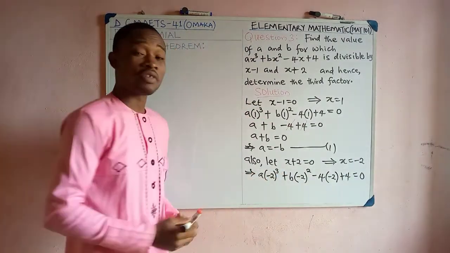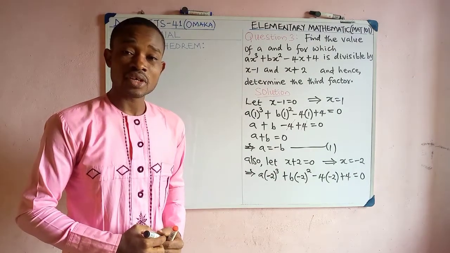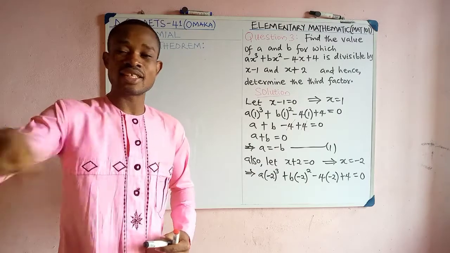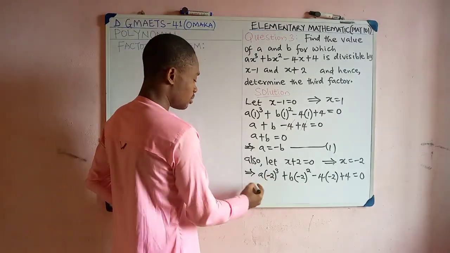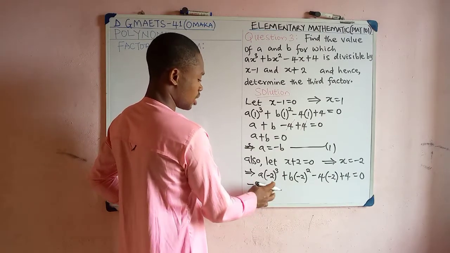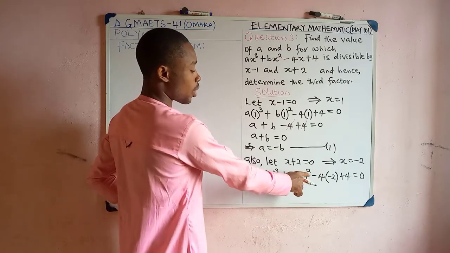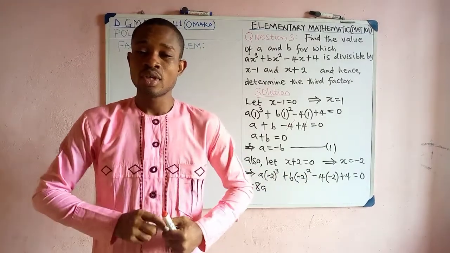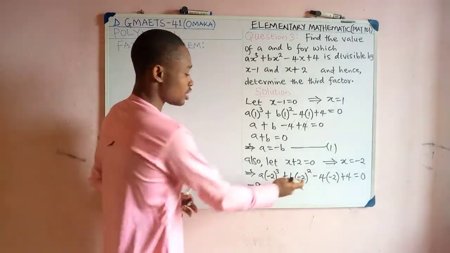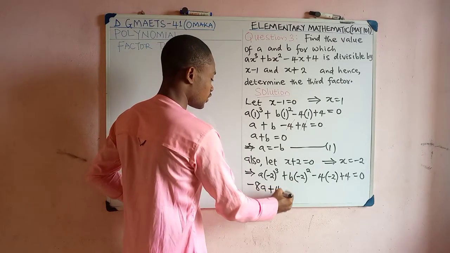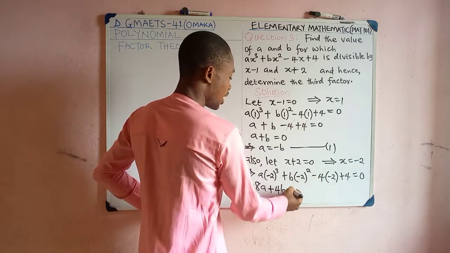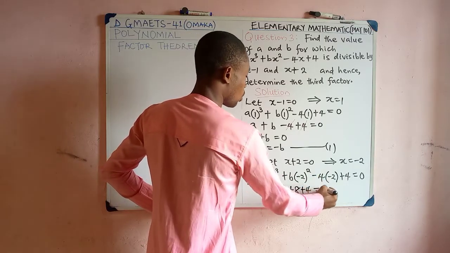-2 raised to the power 3 will give us -8. That 3 there is an odd number. A negative number raised to an odd number will produce a negative result. So -8 times a will give us -8a. Then -2 raised to the power 2: 2 is an even power, and a negative number raised to an even power becomes positive. So this is plus 4 times b, which gives us +4b. This term will give us -4 times -2, which is +8. Plus 8 plus 4 equal to 0.